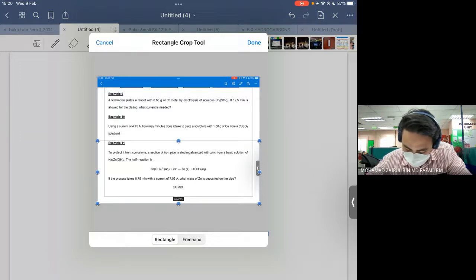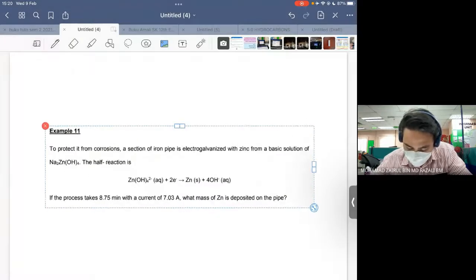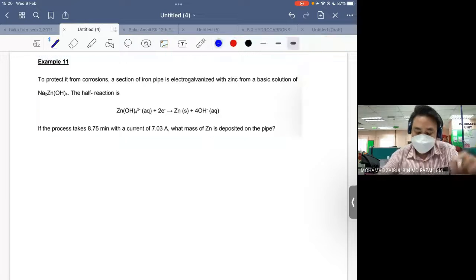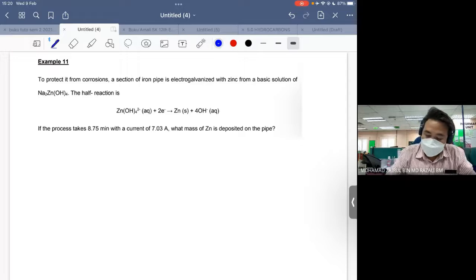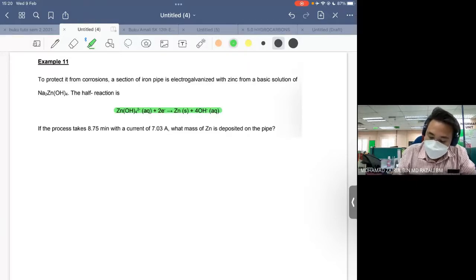So let's write example 11. Okay, ni example yang sama dalam notes. Okay. So to protect it from corrosion, a section of iron pipe is electrogalvanized with zinc. Okay, from a basic solution of this compound. Okay, so dia dah bagi dah equation. Okay, if the process take 8.75 minutes with a current of 7.03 ampere, what mass of zinc is deposited?